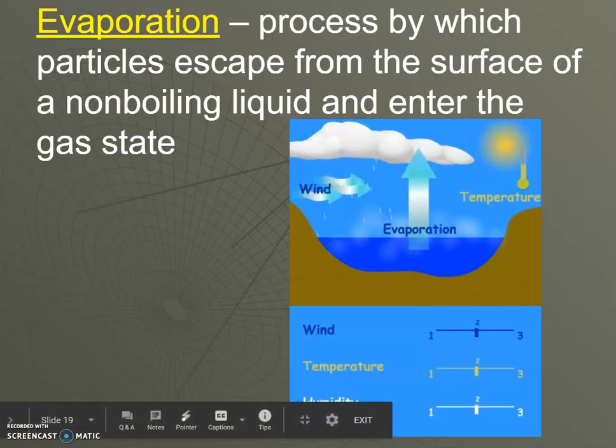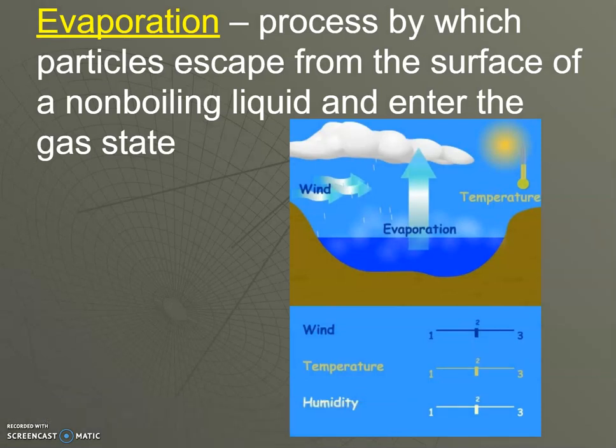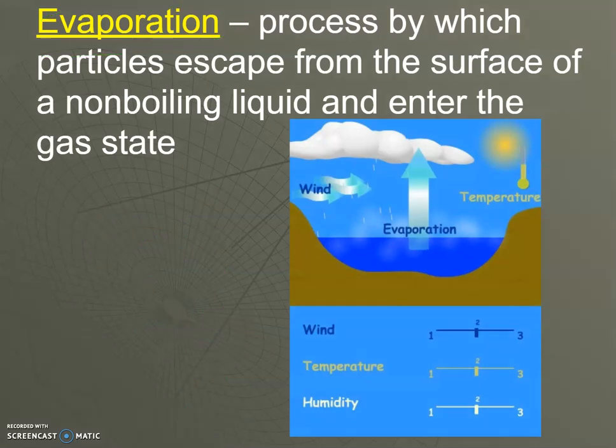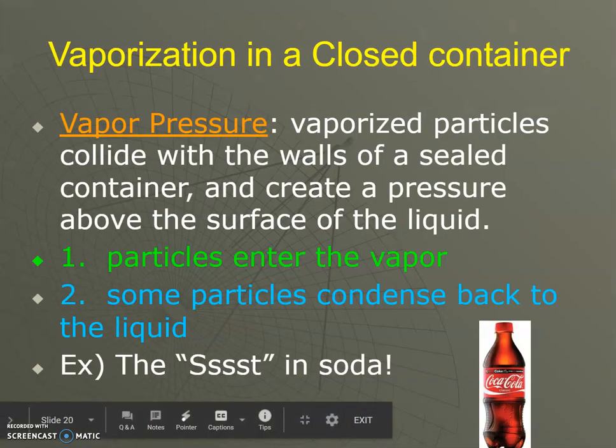So, what is the difference between vaporization and evaporation? Okay, evaporation usually happens, and that is a term for open containers. So this would be like your puddles, a glass of water, a lake, a pool, etc. And vaporization is the general term that happens even in closed containers because we still see some of these particles moving. Okay, the particles are always moving.